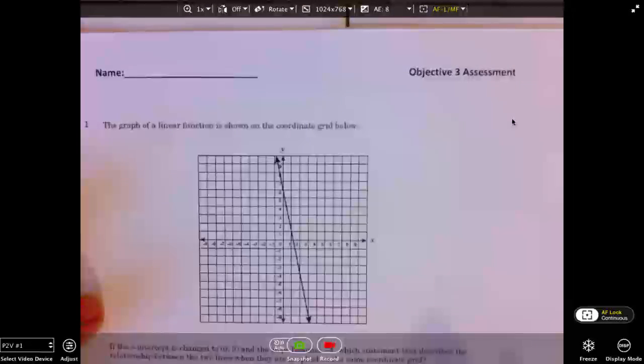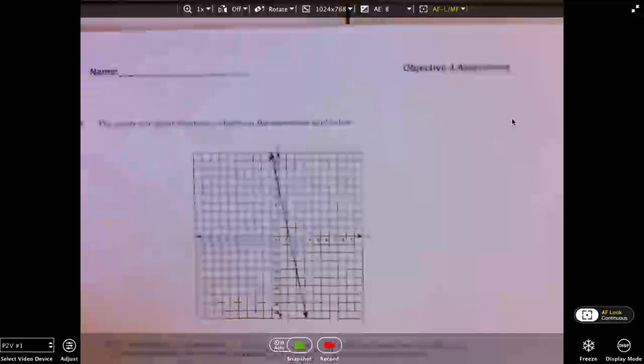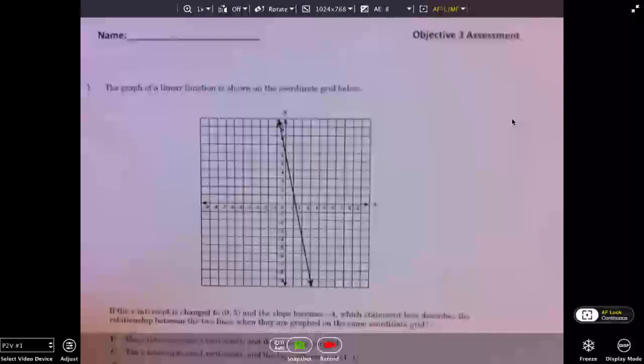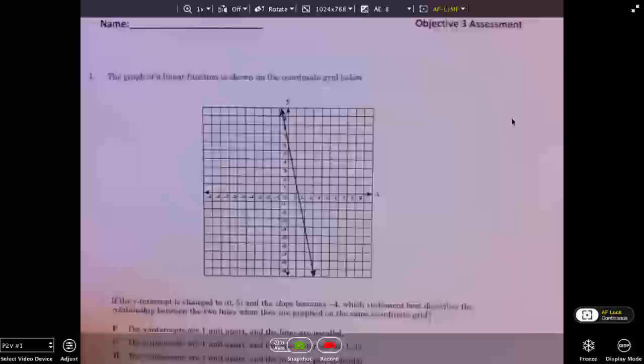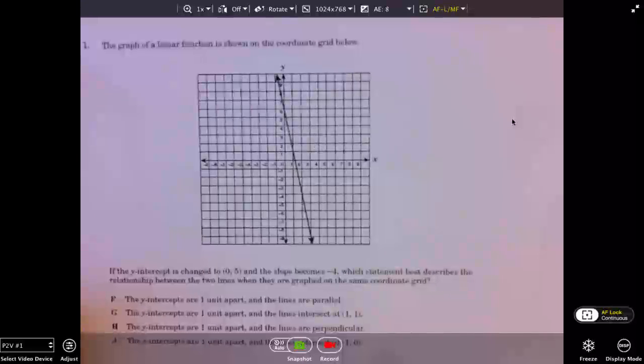We will be looking at the packet titled Objective 3 Assessment. I'm going to do some of the problems, and I will ask that you try some of the other ones. The first problem is number 1.